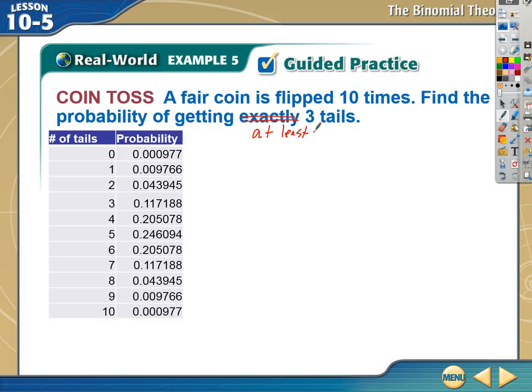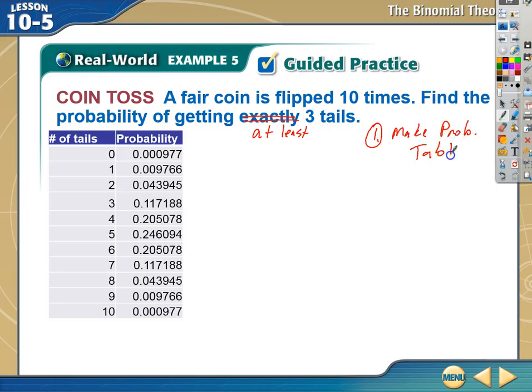Okay? At least 3 tails. What does that mean? That means it's okay for me to have 3 tails. It's okay for me to have 4 tails. It's okay for 5, 6, 7, 8, 9, all the way up to 10 tails. So what does that mean? That means the best way to handle this one is to do this. So if you see the word at least, one is make a probability table.